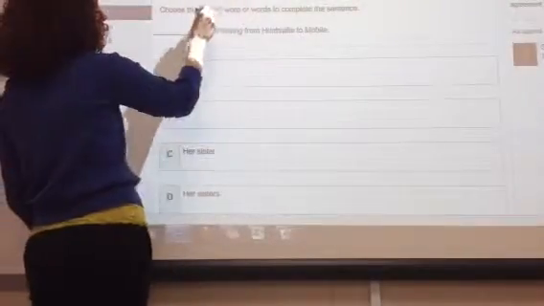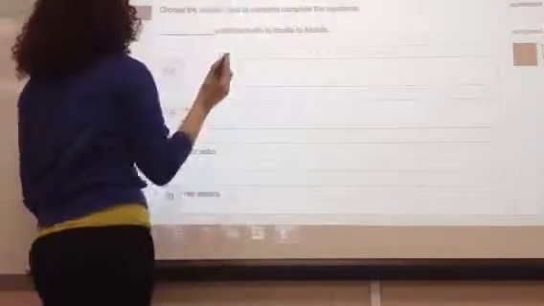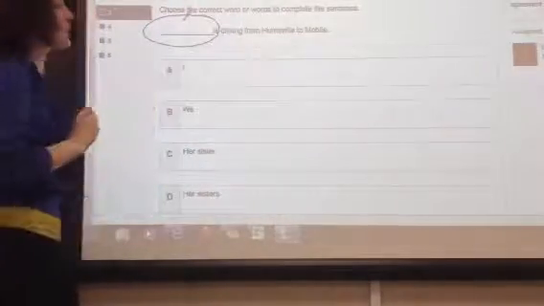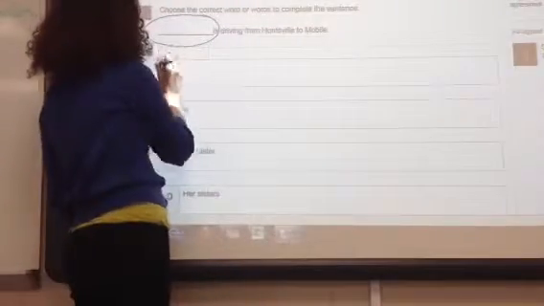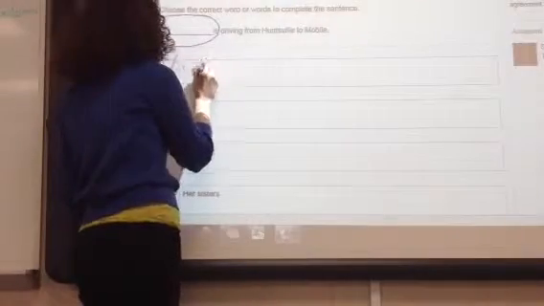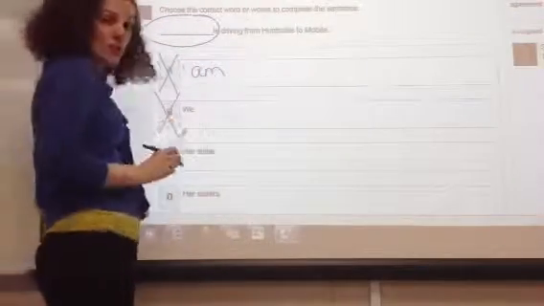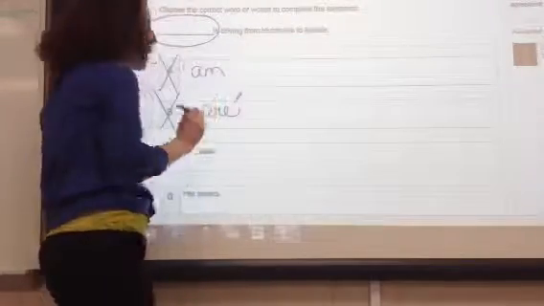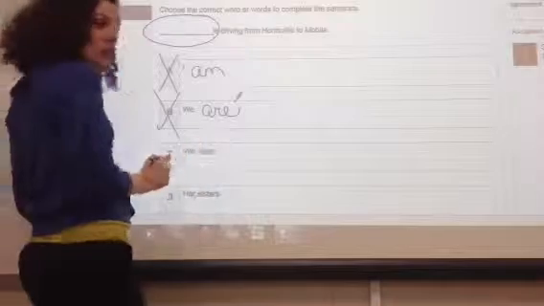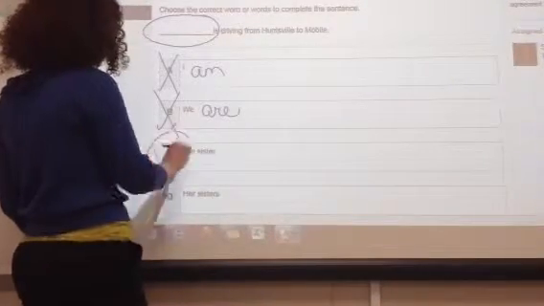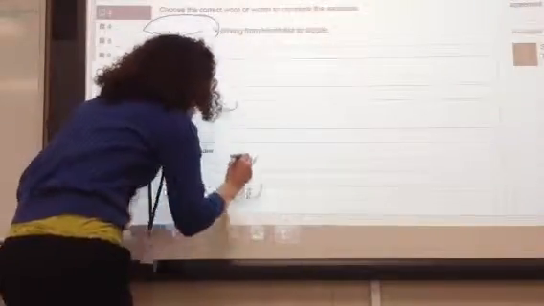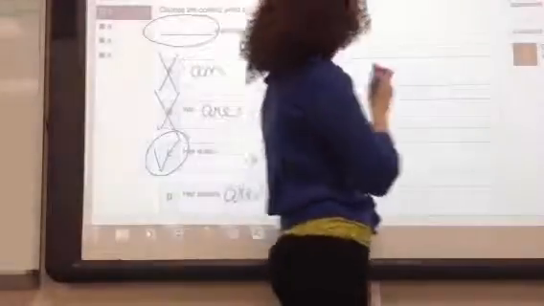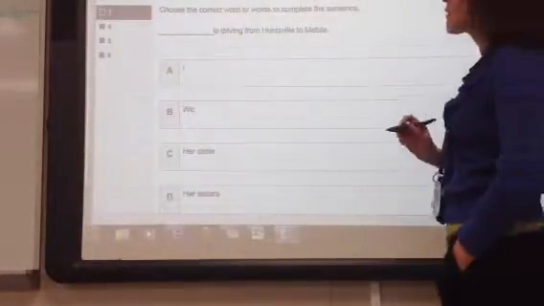Our next one, number 3. Choose the correct word or words to complete the sentence. Here's what we're looking to complete. Blank is driving from Huntsville to Mobile. Can I say I is driving from Huntsville to Mobile? No, I would say I am driving. Can I say we is driving from Huntsville to Mobile? I would say we are driving. Can I say her sister is driving from Huntsville to Mobile? I sure can. Can I say her sisters is driving from Huntsville to Mobile? Nope, I would say her sisters are driving from Huntsville to Mobile. Okay, easy so far, huh?